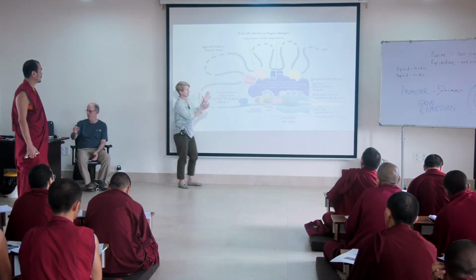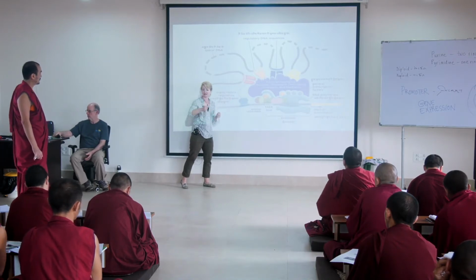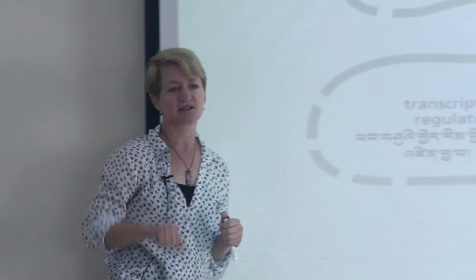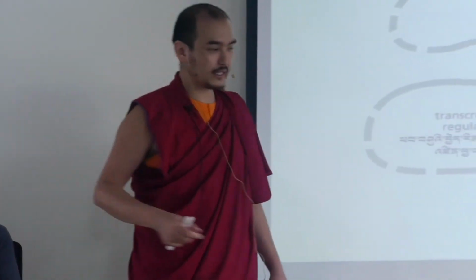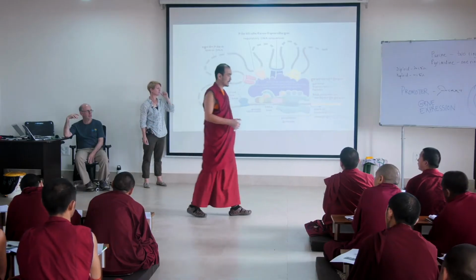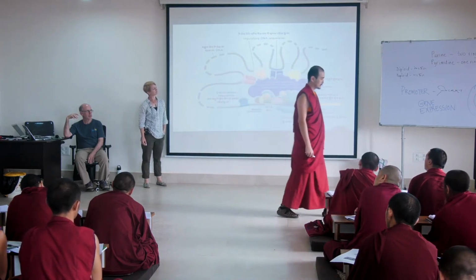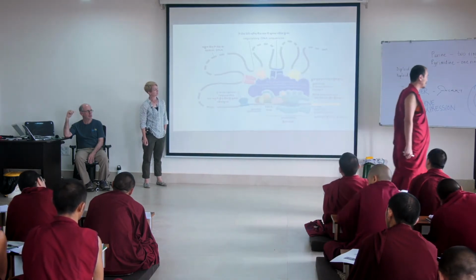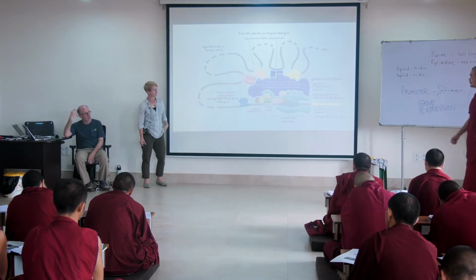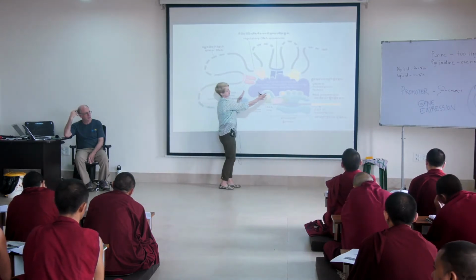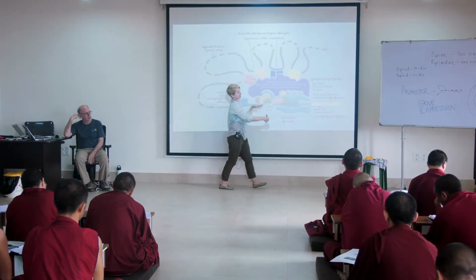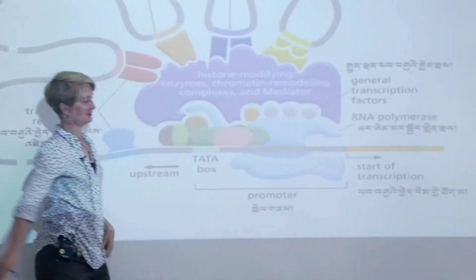So this is essentially a very complicated way of flipping a gene on, turning it on just like a light switch. And what this whole complex is recognizing essentially is the promoter region, the start of the gene.